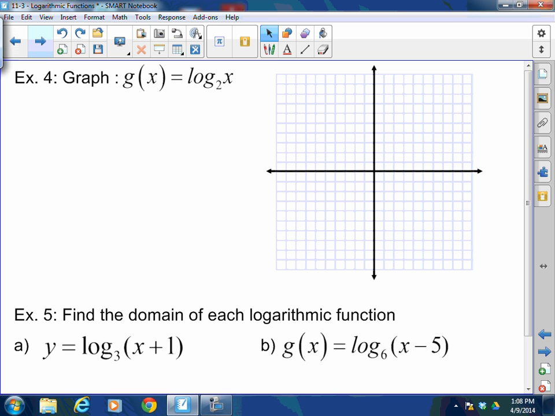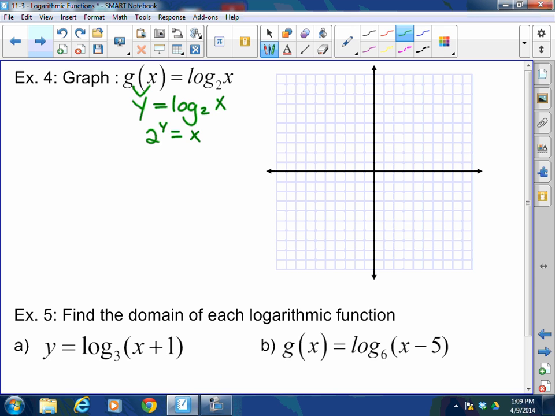For example, let's graph this. Make this a y. It's log base 2 of x. Now let's make it an exponential equation. 2 to the y equals x. Now let's make a nice table. When y, it can't be 0, remember that. The domain of a logarithm function is always greater than 0, or x minus h is not equal to 0. But there's no h here, so I cannot use 0. My y-axis is my asymptote here when there's nothing attached to the x.